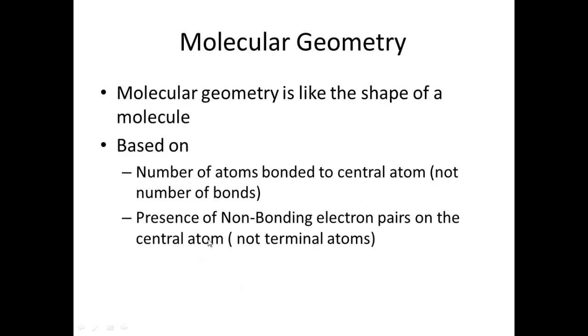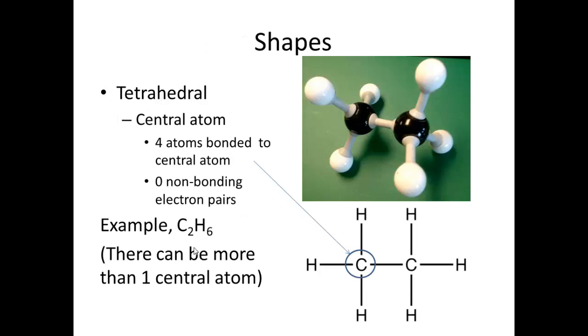And non-bonding electron pairs on the central atom, the one in the middle. Not the terminal atoms, it doesn't really matter, and you'll see why in a sec. So this is one thing. Hold on, I'm going to pause for a sec. On recording. Tetrahedral is the name of the first shape.